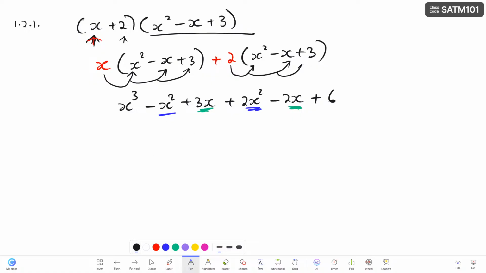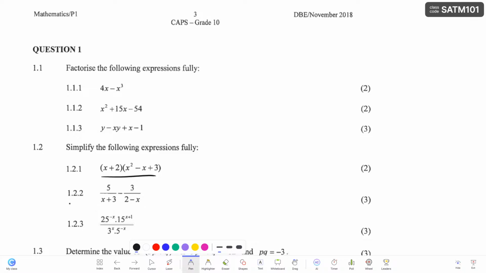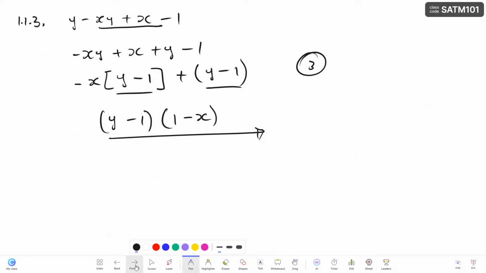So let's add the like terms. I'm going to say x cubed. This one and this one give us positive x squared. Then this one and this one give us positive x, plus 6. So this is the answer when you factorize fully. Okay, let's check the second one. The second one, we're given in fraction. We're given this number in fraction, and they want us to simplify.